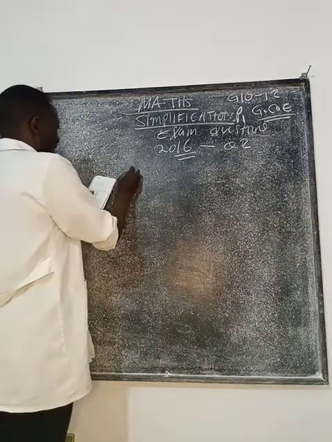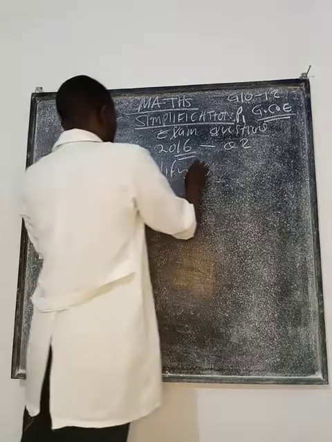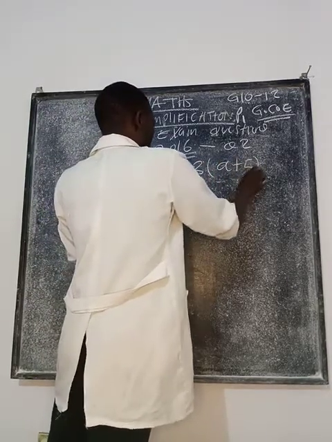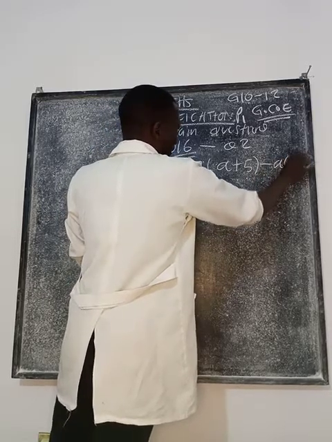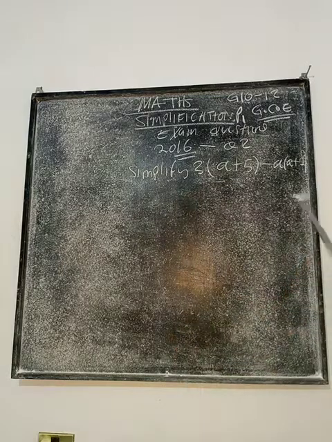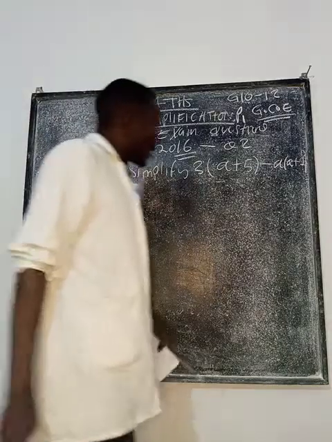So this question said simplify 3 open bracket a plus 5 close bracket minus a plus 2. So I've posed that question. Try and let's see how it will appear. Let's see if what you've gotten is correct.